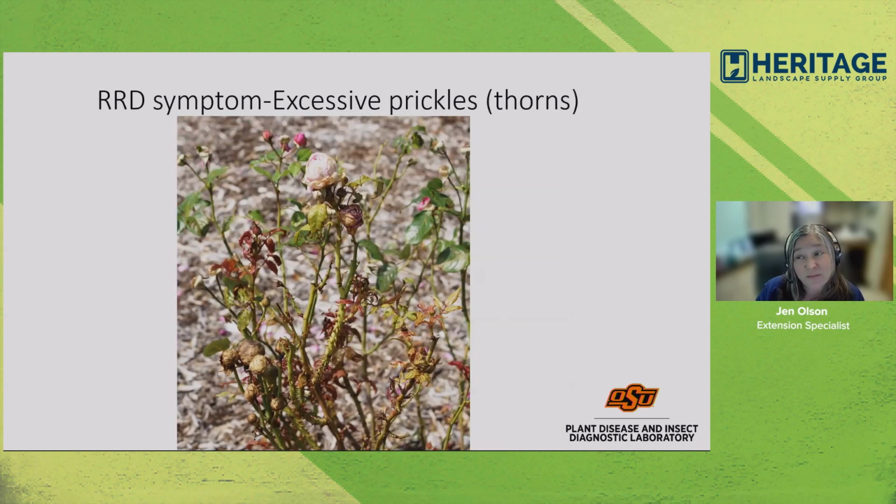And then often people talk about the thorns. We do get this production of excessive thorns or prickles. It's sometimes helpful to compare branches or canes on the same plant. If we see those in the background, we don't see that many thorns. These ones that are circled in the foreground show heavy thorn production. So seeing that change on an individual plant is pretty typical of this disease.